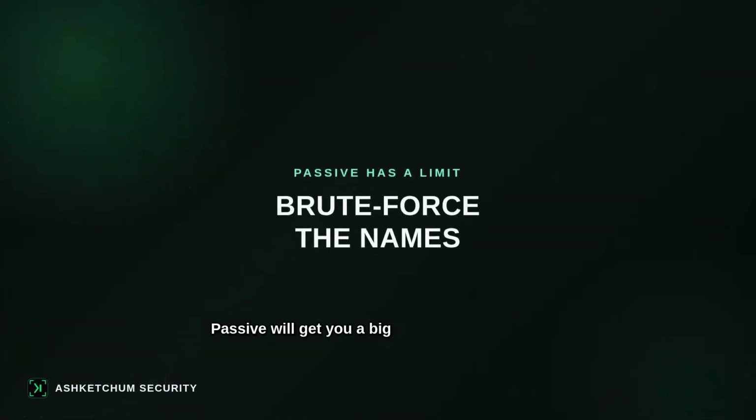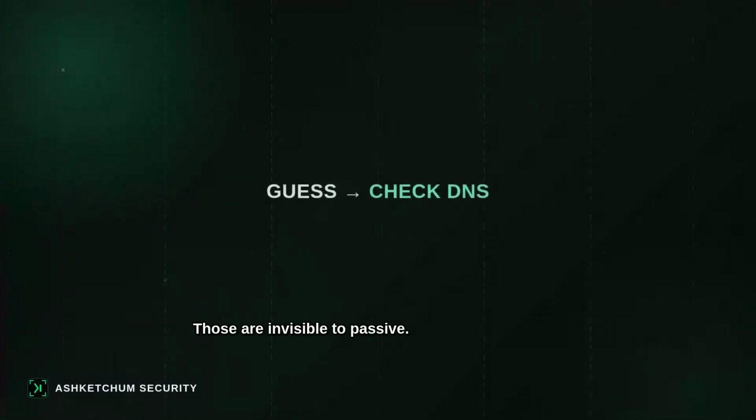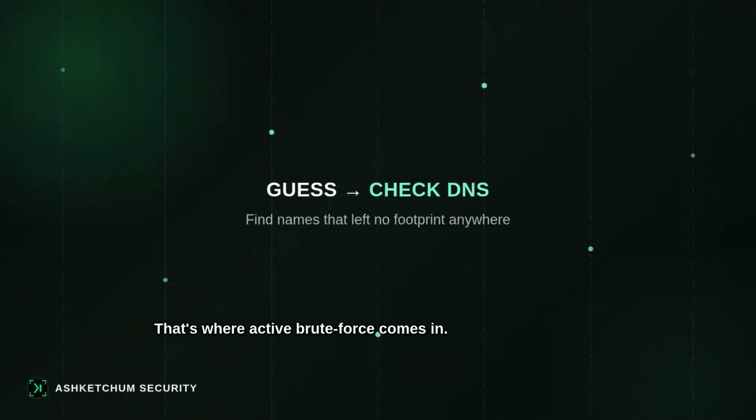Passive will get you a big list, but it can only find subdomains that already left a footprint somewhere. What about a brand new dev server or an internal name nobody has ever linked to? Those are invisible to passive. That's where active brute force comes in. The concept is simple. Take a word list of common subdomain names, dev, mail, VPN, admin, API, and thousands more, and test each one against the target's DNS to see if it actually exists.